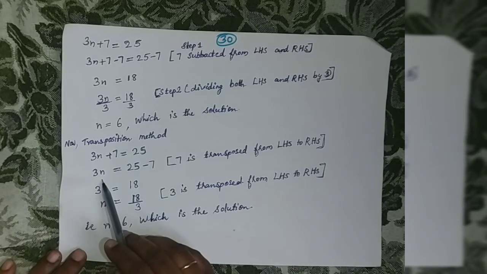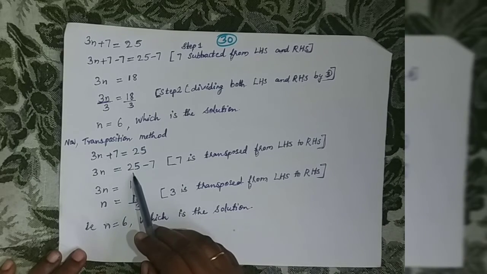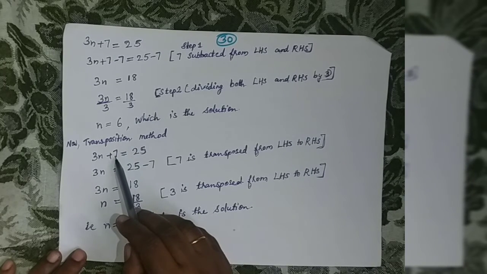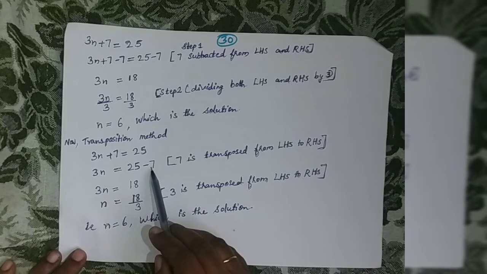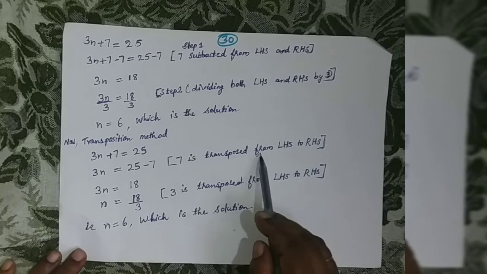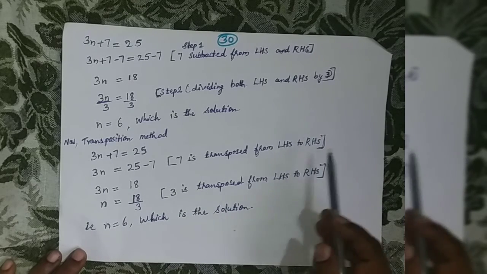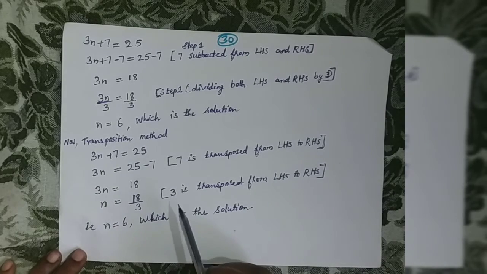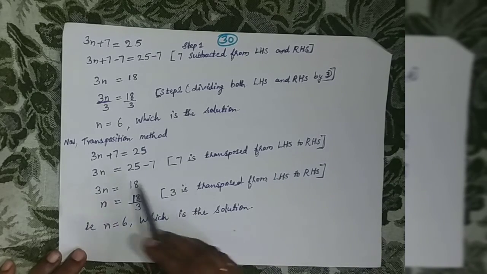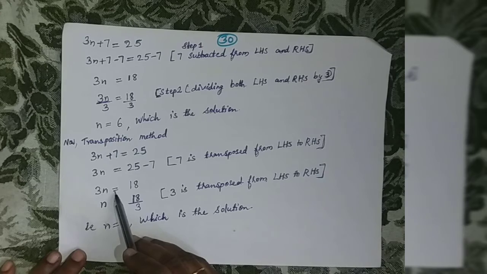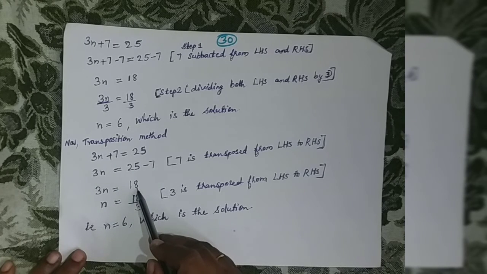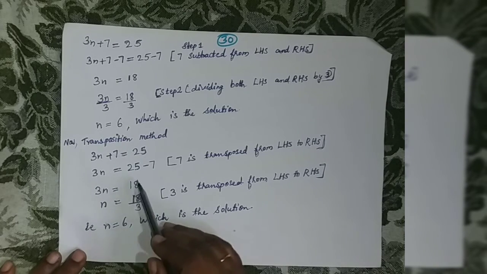So 3n alone in LHS. 25 was already in RHS. Plus 7 is taken from LHS to RHS, so minus 7. So 7 is transposed from LHS to RHS. That means its position is changed. Now 3n is 25 minus 7, what is that, children? 18. Now also we did not get the value of the variable.